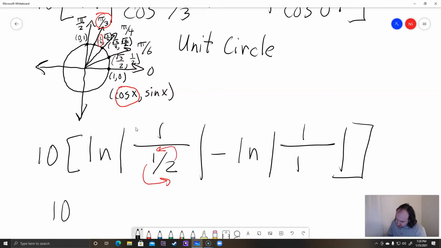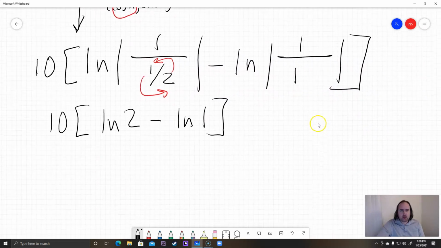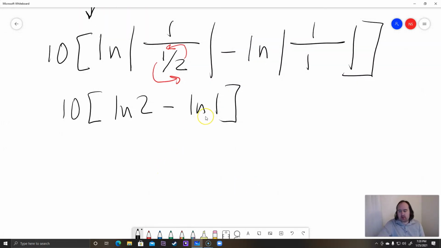Okay, so we have 10 times the quantity ln of 2 minus ln of 1. And I went ahead and got rid of the absolute value because both of these numbers were already positive, so we didn't have to worry about that. Okay, and then remember that ln of 1 is actually 0 because e to the 0 is 1. Okay, so that's just 0. So at the end here, we're actually just going to have 10 times ln of 2.